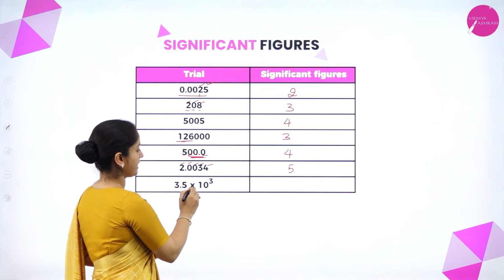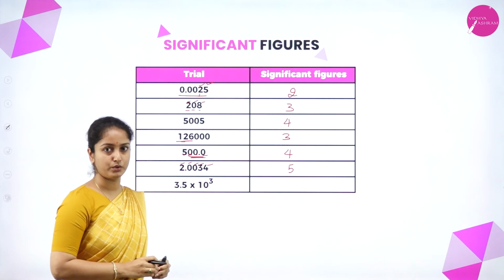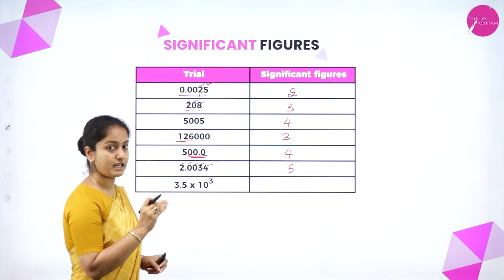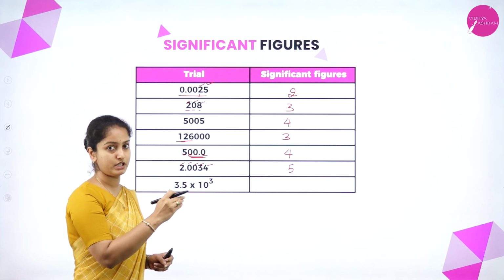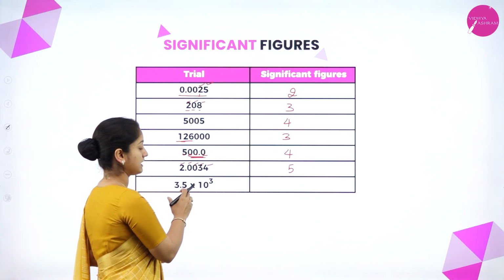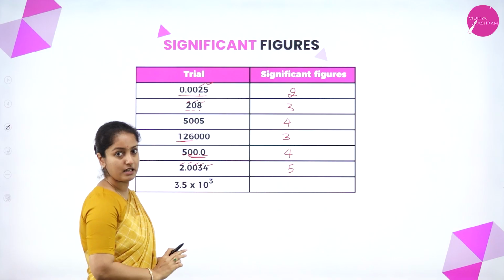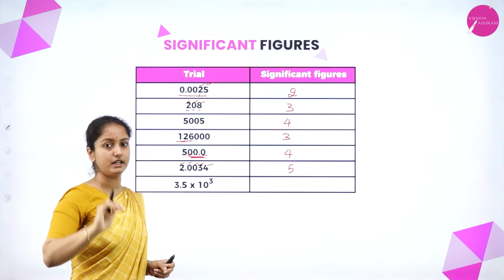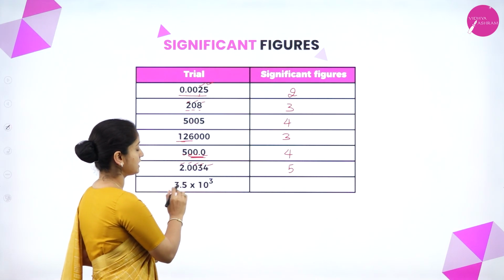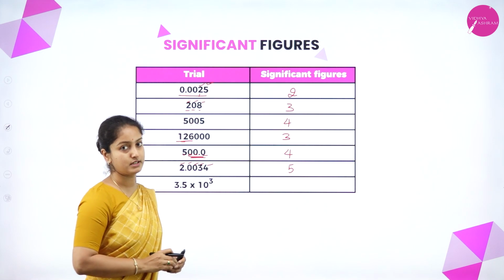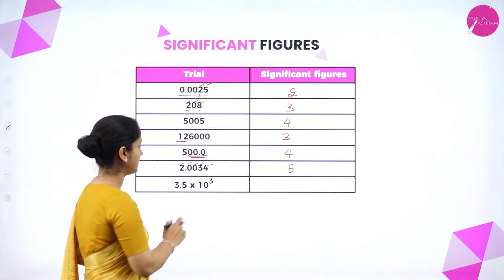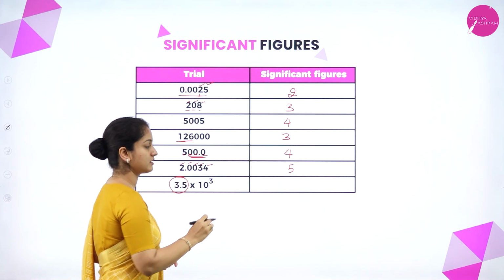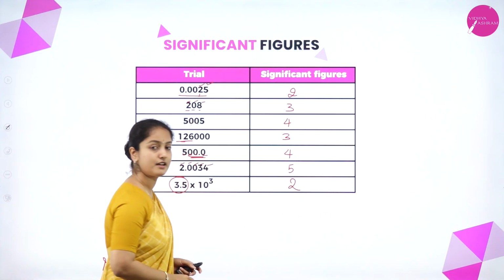Now, 3.5 into 10 power 3. How do you do this? The number before the exponential form will be considered as significant, provided you follow the rules. So, here it is only 3.5. Non-zero digits are significant. You only have to count these numbers. So, there are 2 significant figures.